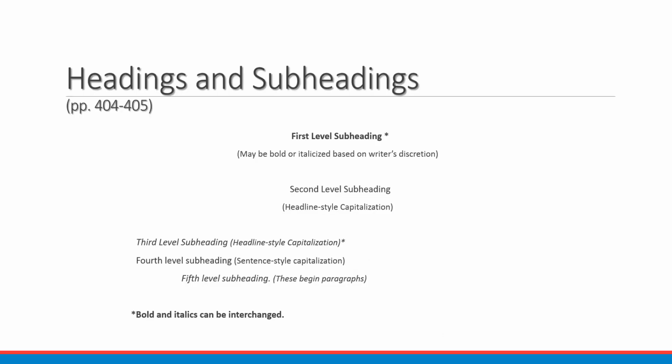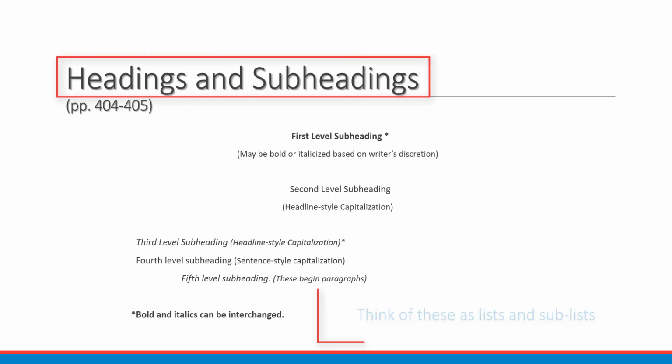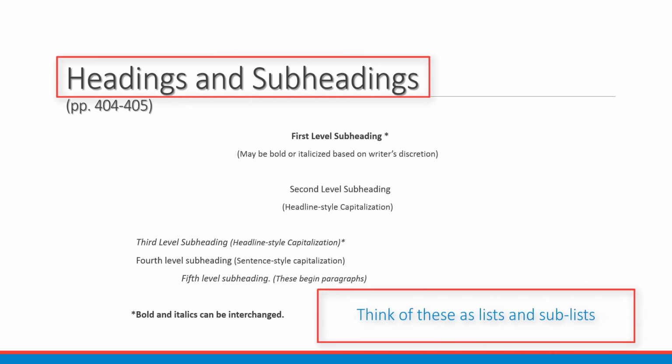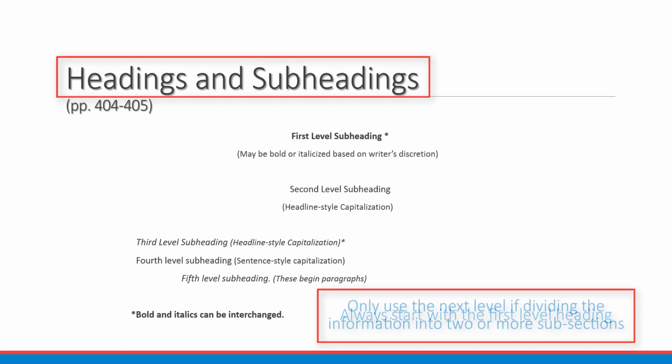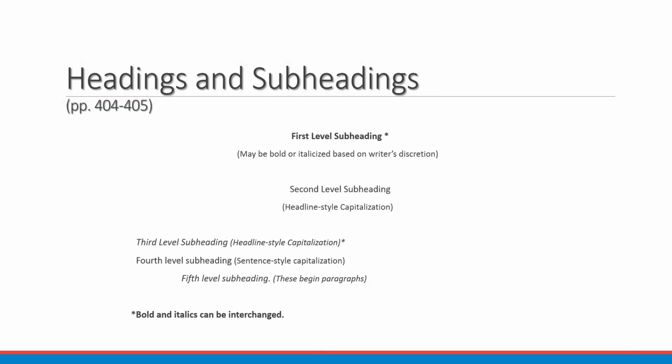All Turabian papers must incorporate the use of headings and possibly subheadings. Think of these in terms of lists and sublists. As the writer, you have full control of how to organize your headers because they will be formatted according to how you organize the information in your paper. Thus, you should always start with the first level heading and only use the next level if you will be dividing the information in that section into 2 or more subsections. The formatting of these levels are as follows.